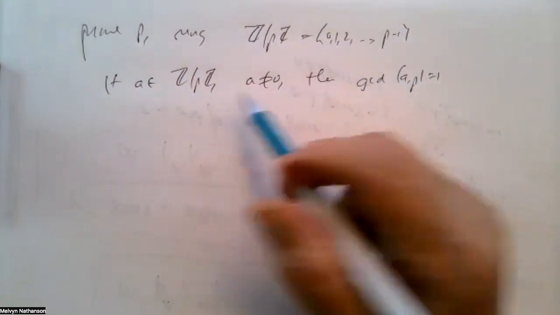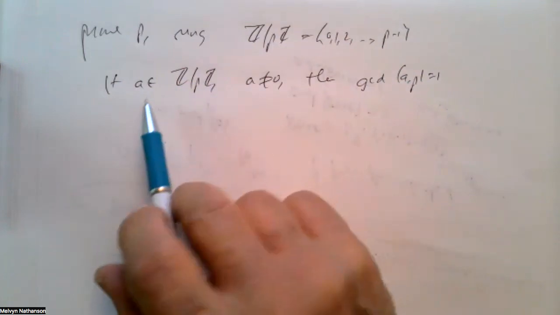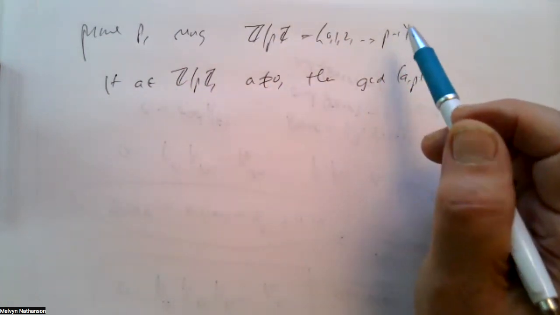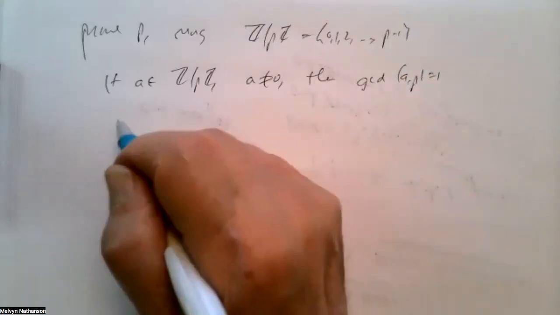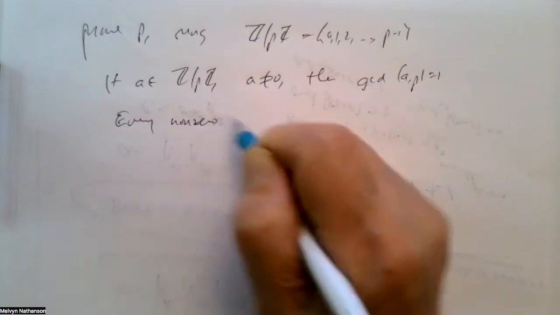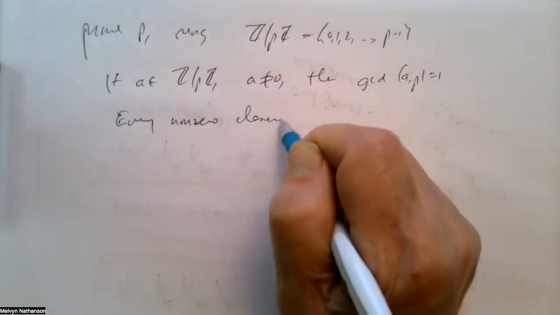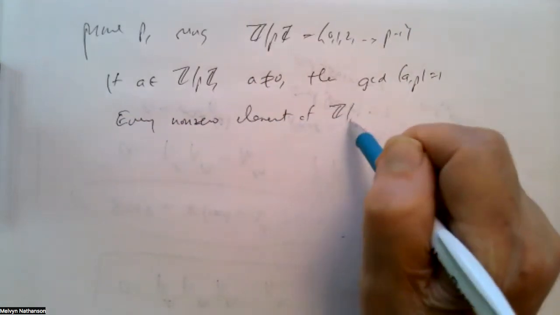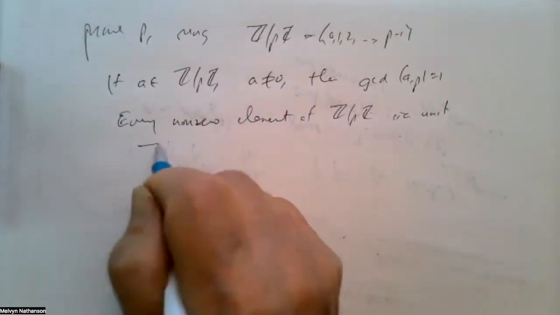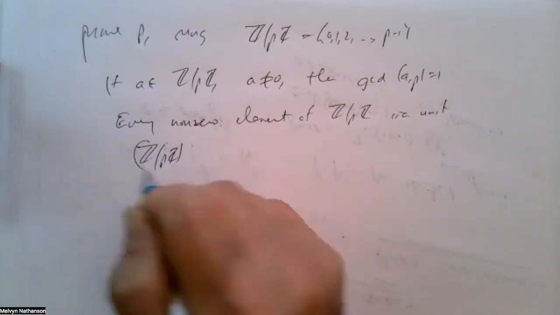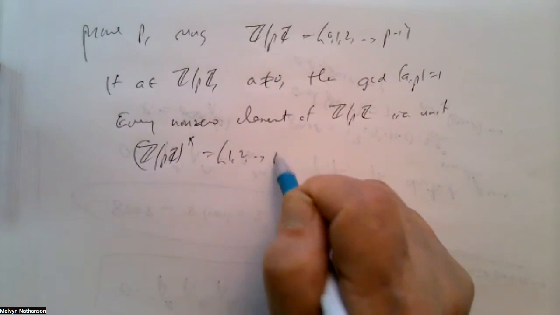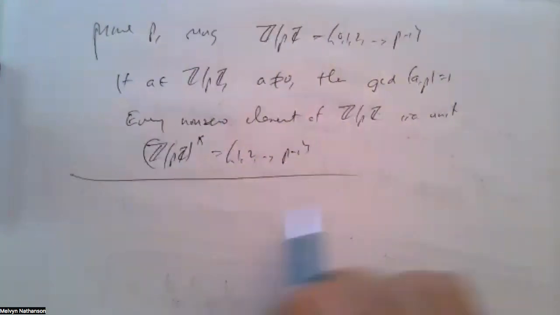Because if P divided A and A is not 0, then A would have to be at least P in size, but P is not in here. So every non-zero element of Z mod PZ is a unit. In other words, if I take the ring Z mod PZ, the group of units is all the non-zero numbers between 1 and P minus 1.